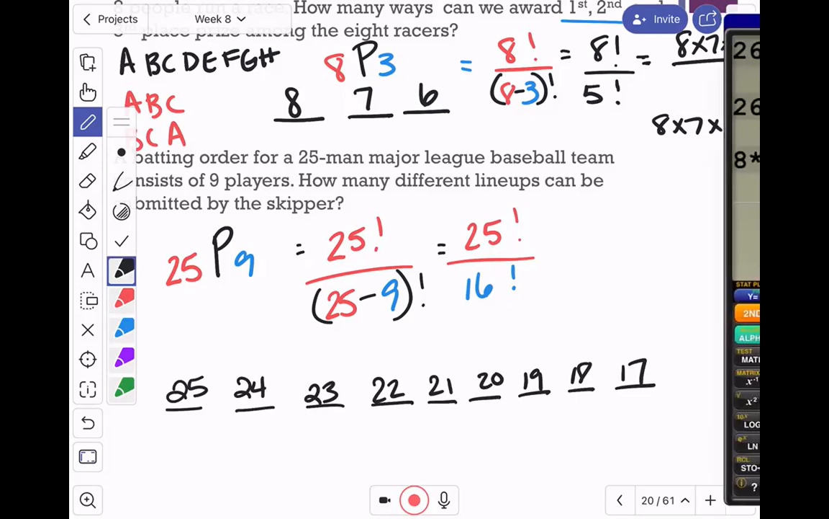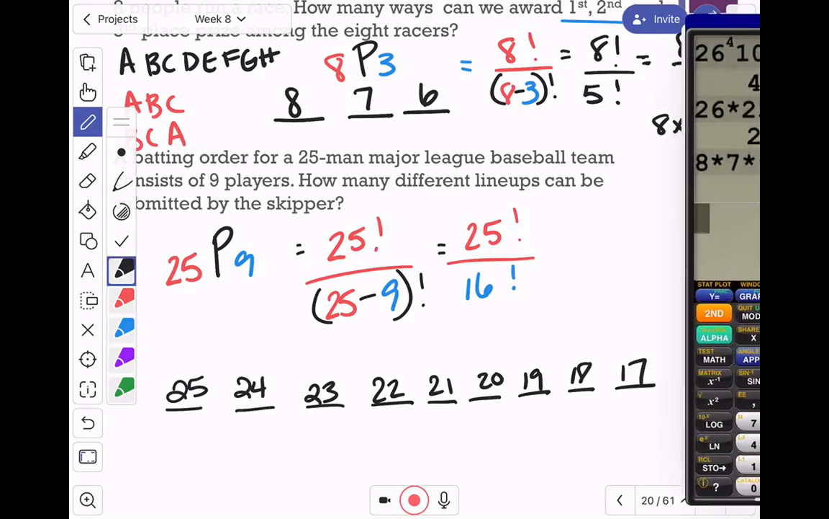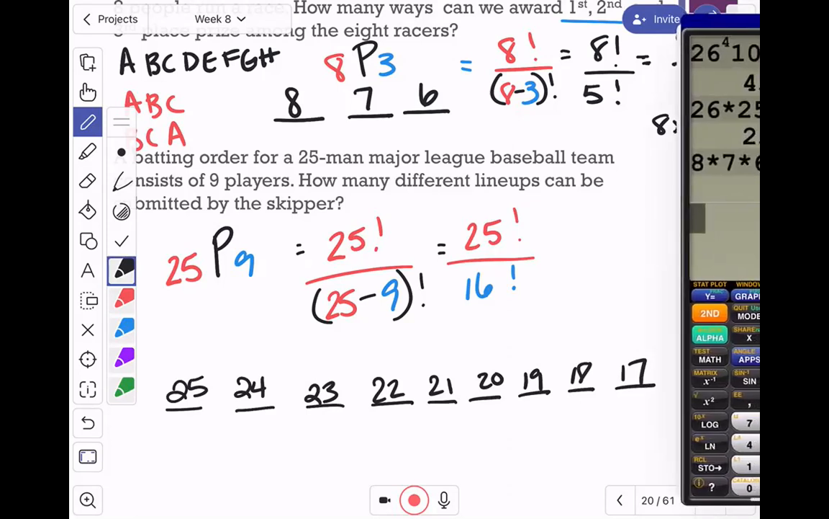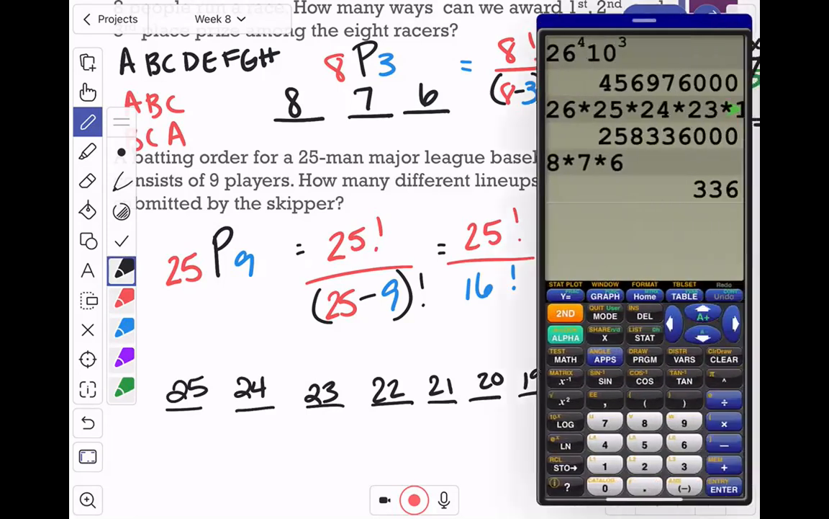I'm showing you the formula because I want you to see why the formula works. I'm not expecting you to do the formula though. I wouldn't do the formula either. I would just draw blanks.